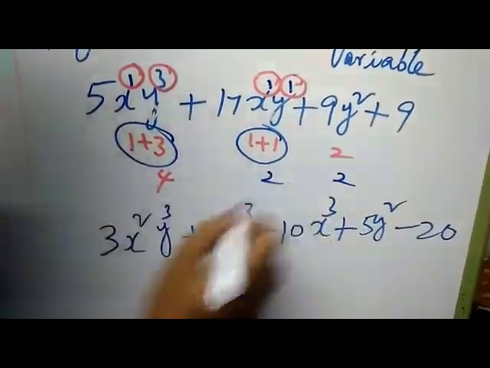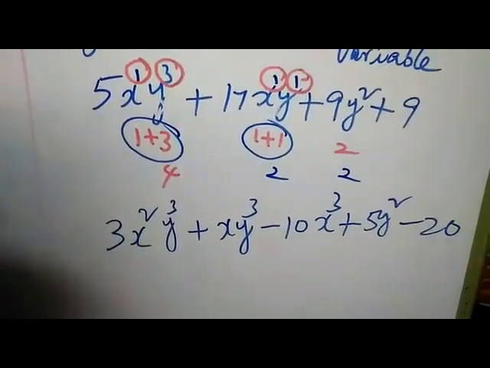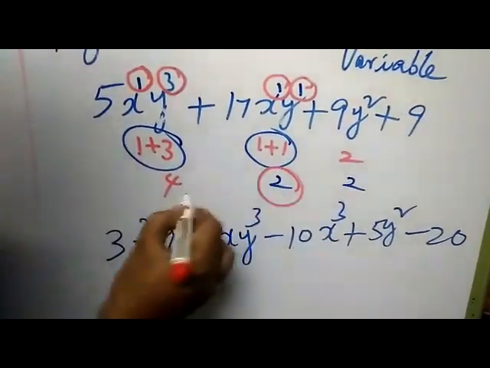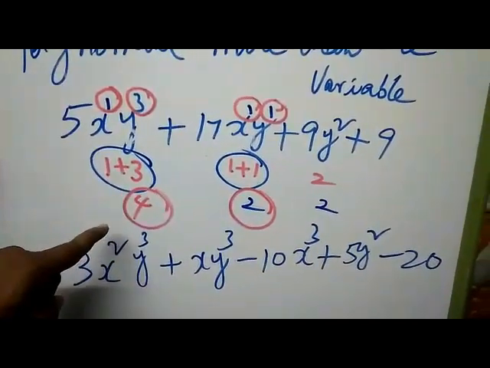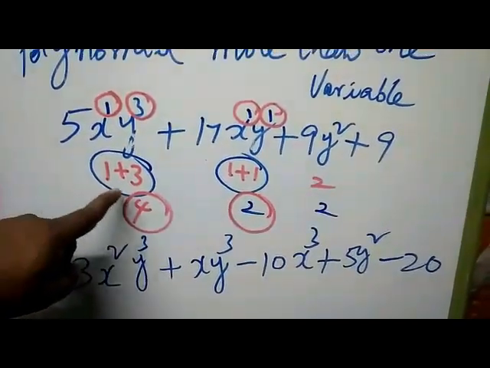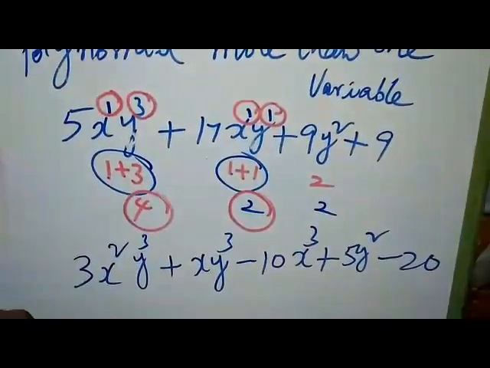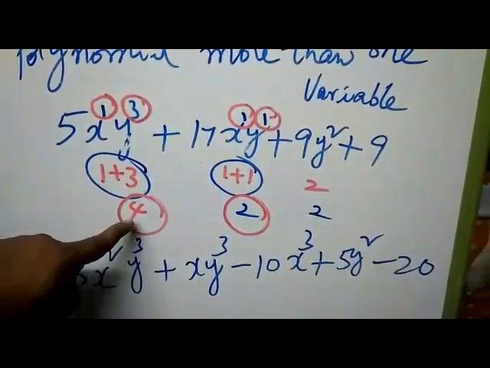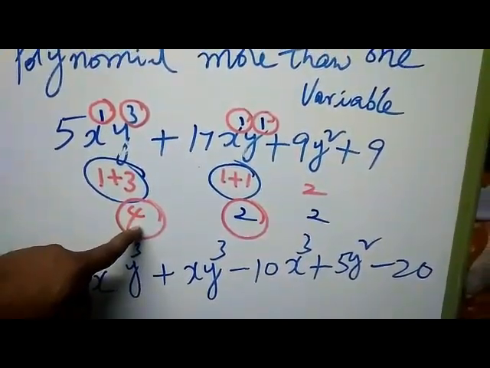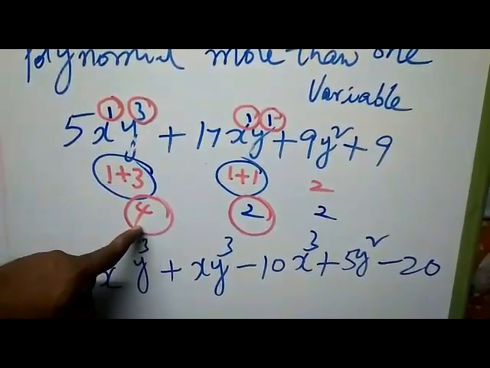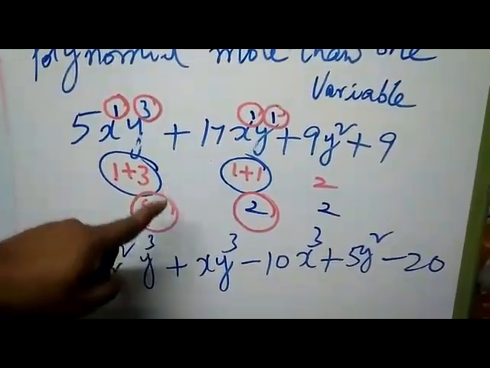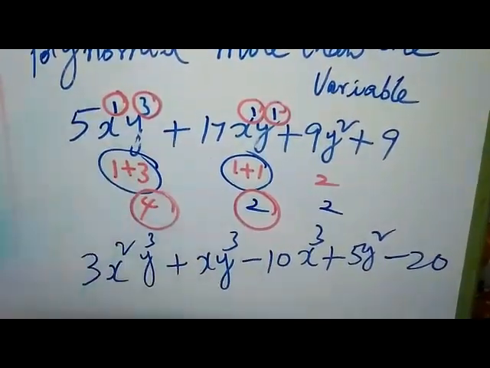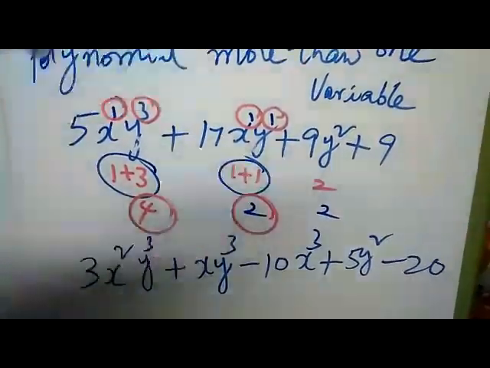So here, what is the degree? Here also highest. Here 1 plus 3 is 4. This is the degree of the polynomial in more than one variable. Add the exponents of each variable in it. What is the highest number? That is nothing but the degree of the polynomial in more than one variable.